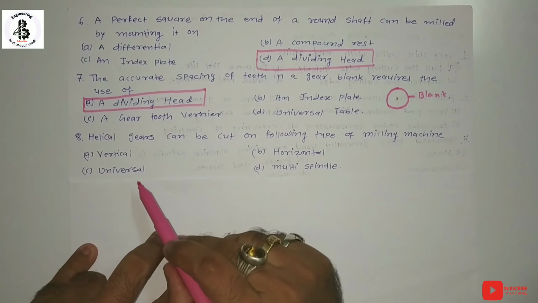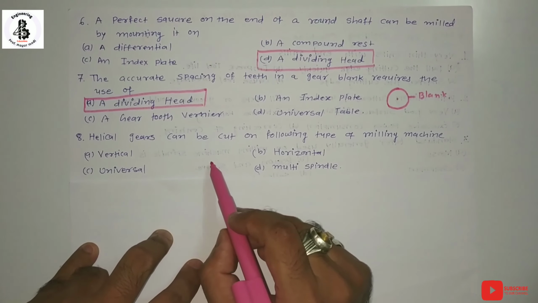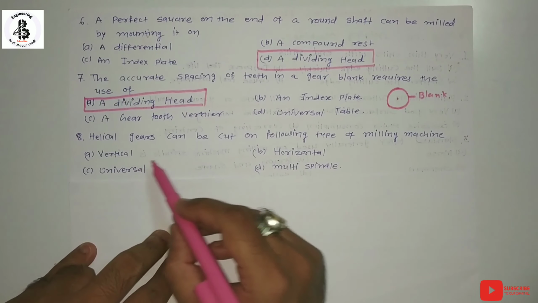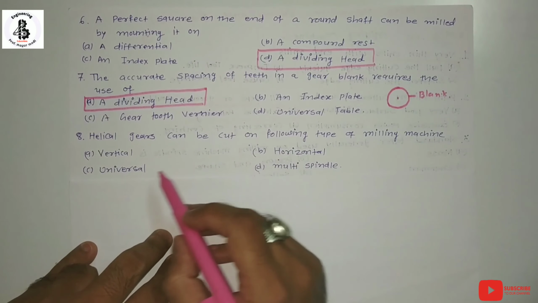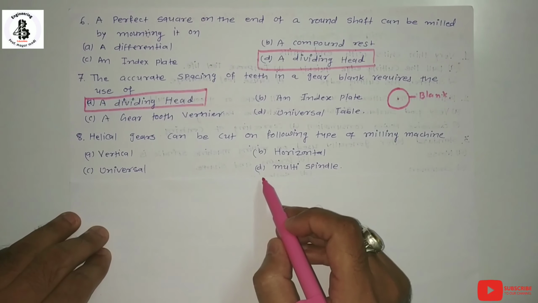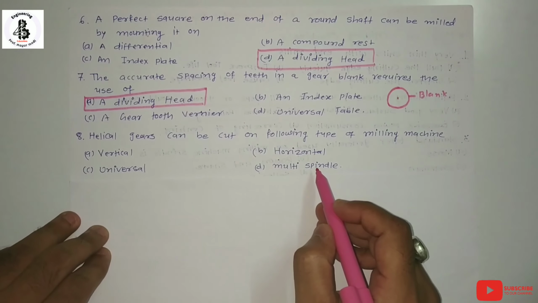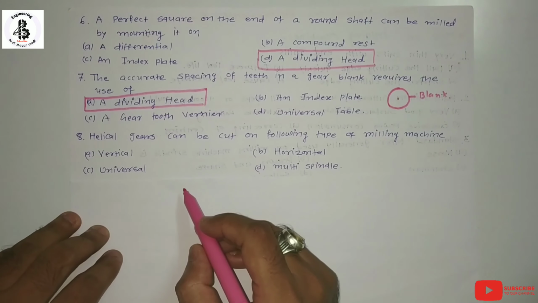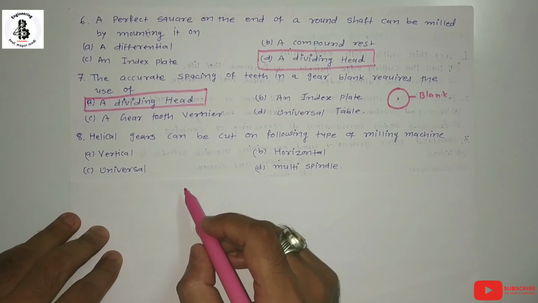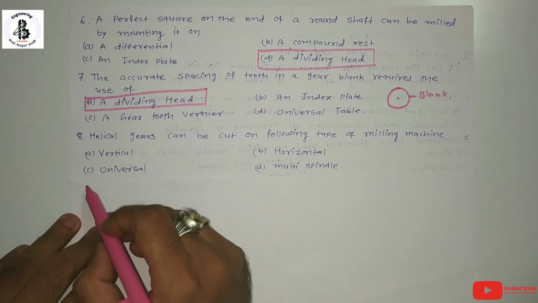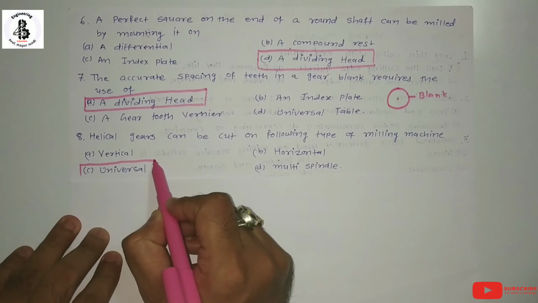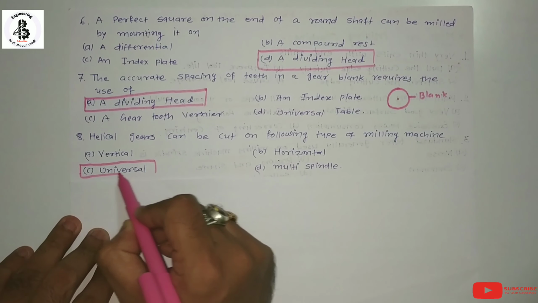The next question, helical gears can be cut on the following type of milling machine. Option A, vertical. Option B, horizontal. Option C, universal. And option D, multi-spindle. So basically, helical gears have a helix angle. So you should use the universal kind of milling machine for working at any angles. So the more preferred one, the universal milling machine, is used to cut helical gears.